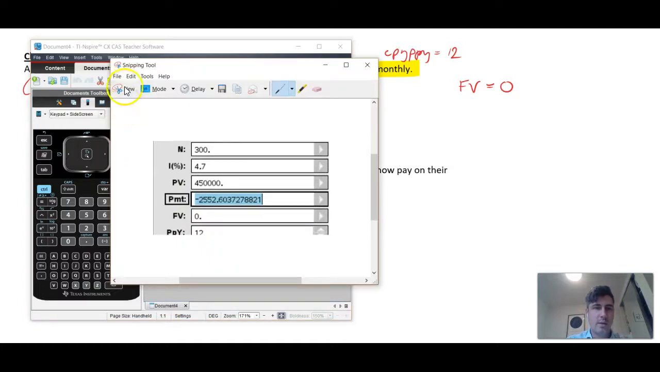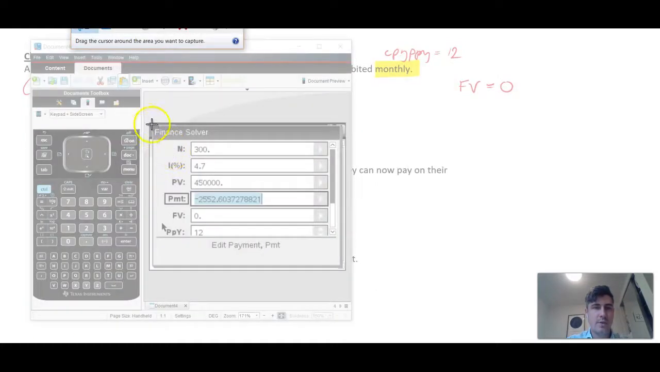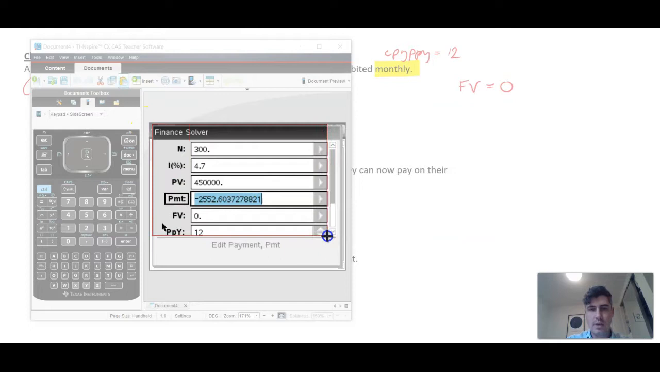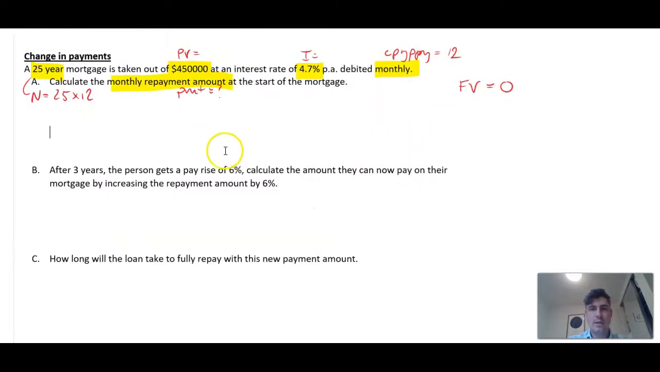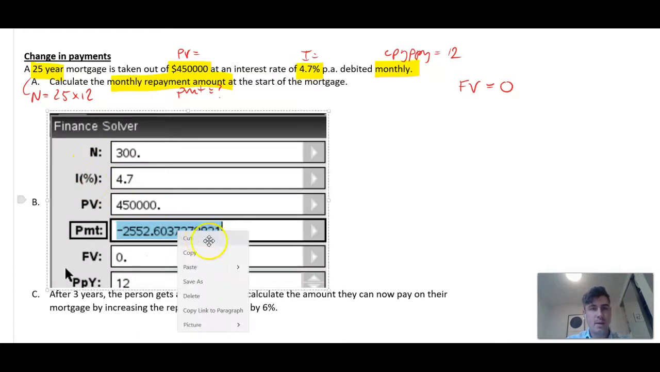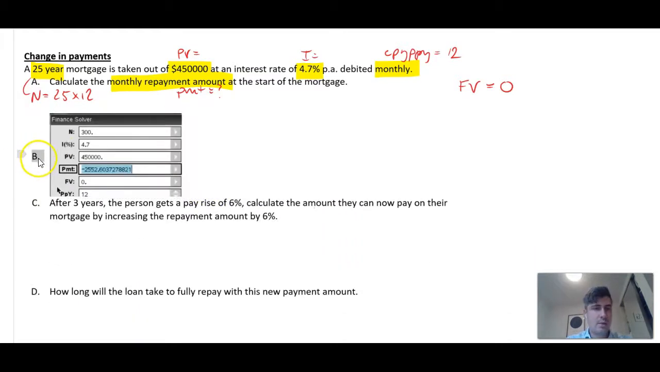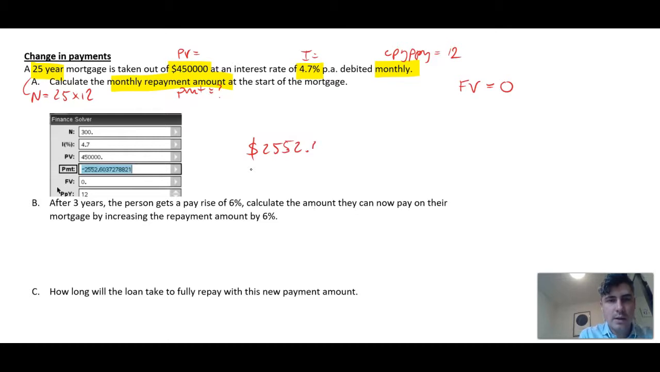Okay, and that means that the payments are this big, 2,552. Okay, and you would show that in your workings, all of those things that you've got there. So that's the workings out for that one. And if we then put our answer is repayments of 2,552.60 per month.